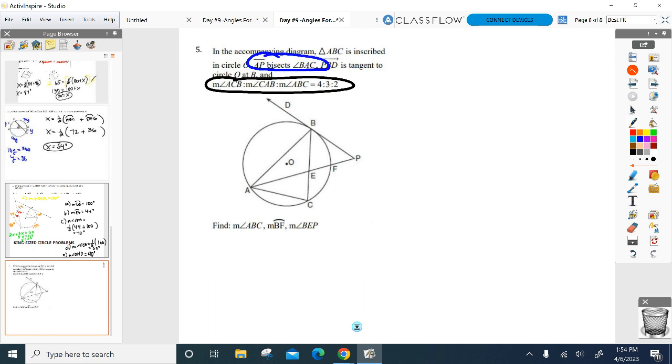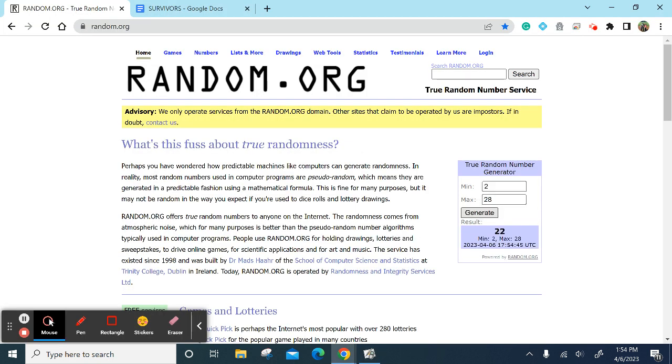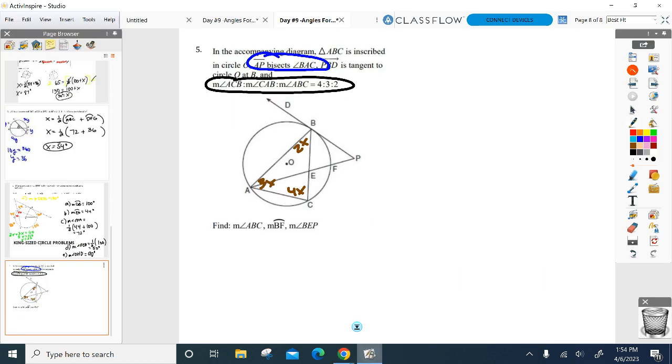All right, let's fill in the triangle with our 4x, 3x, and 2x. Remember, it's angles, not arc measures. ACB, I got 4x. CAB, I have 3x. And ABC, I have 2x. And remember what I said, don't even look at the different parts. Can you find the arc measures? What can I do with all three of these to get me started?